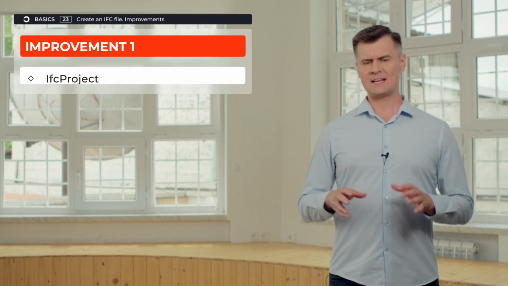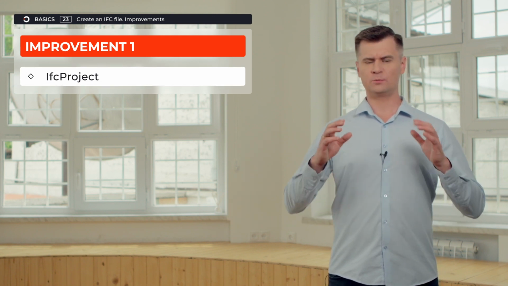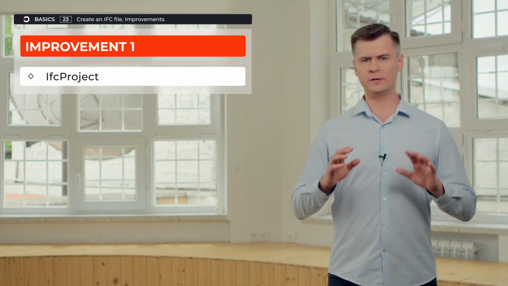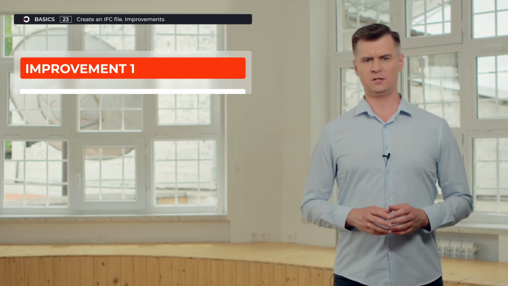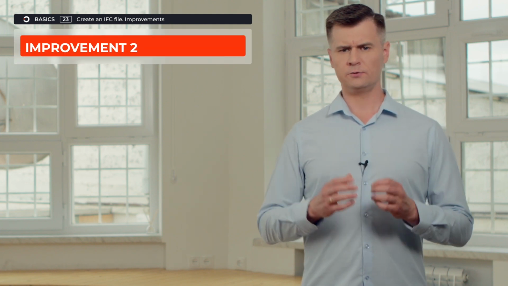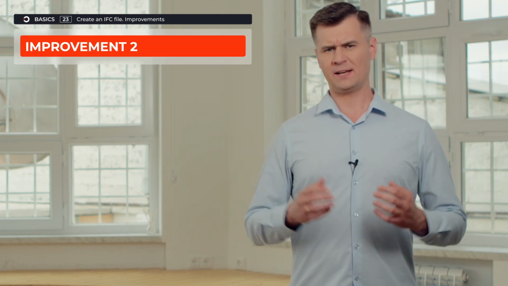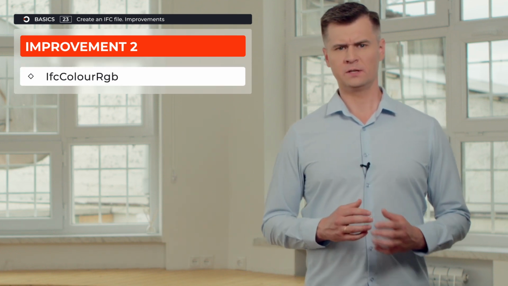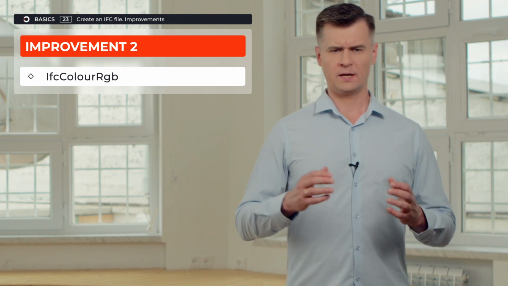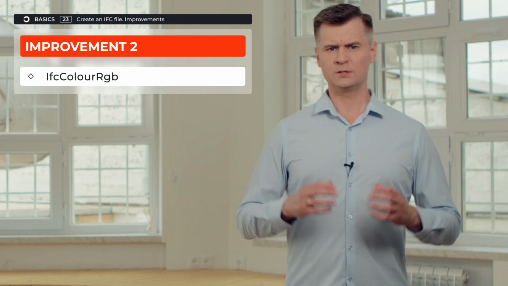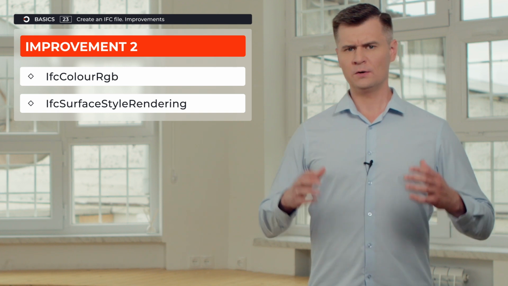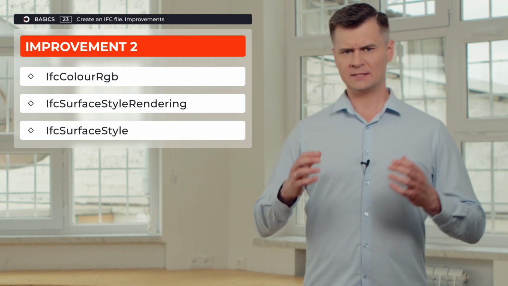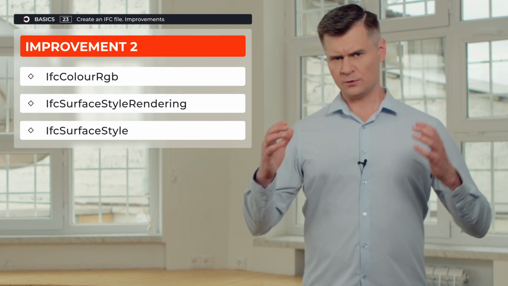So let us start our improvements with the IFC project entity. We'll move it higher in the code, right after the unit assignment creation and definition. Next, let's introduce the entities that are necessary to assign color to our column. The first one, color RGB, to store the color settings. Next, surface style rendering, to store visualization options. And the last one, surface style, to assign multiple surface styles to a surface.